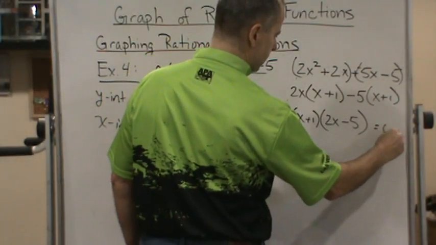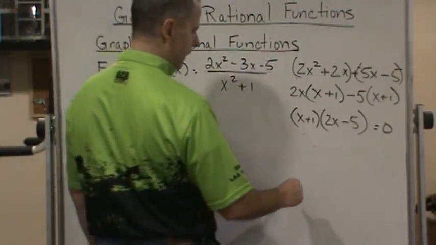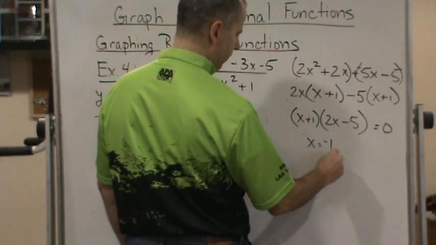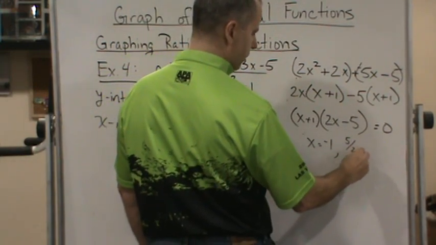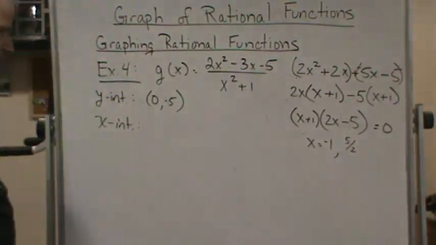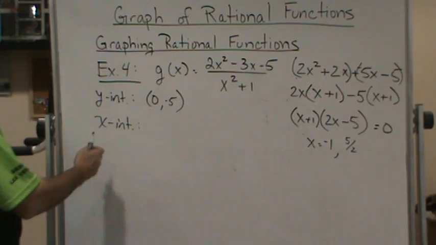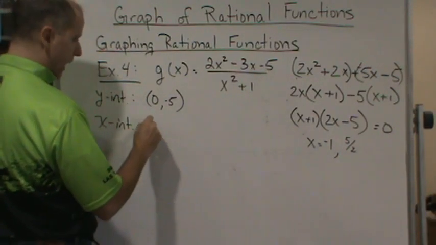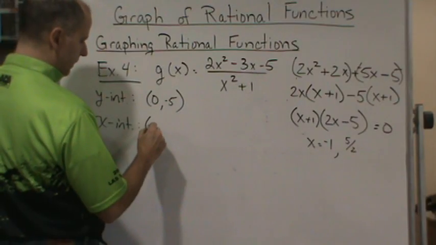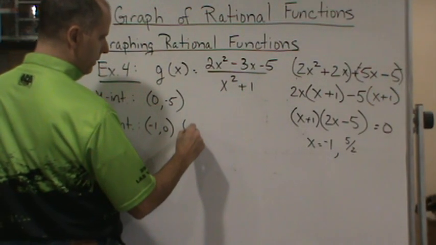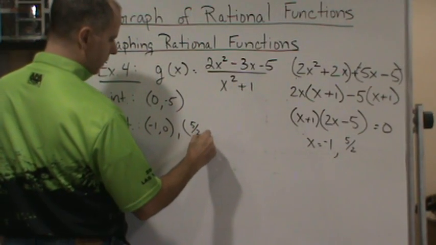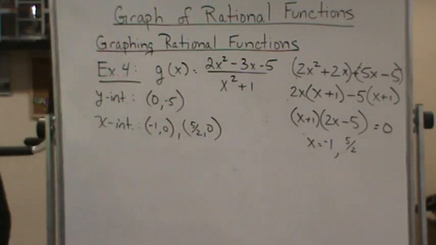So now if I set this equal to 0, then that means x is equal to negative 1, or x is equal to 5 halves. So that means I have two x-intercepts, and it's going to be at negative 1, 0, and the other one is at 5 halves, comma 0.